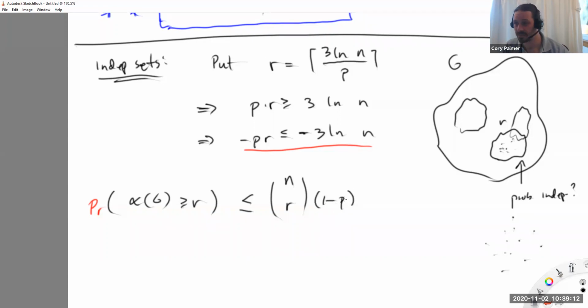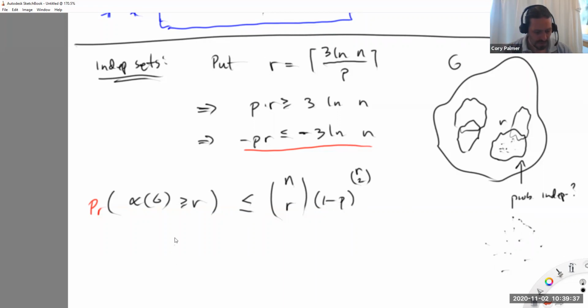1 minus p, that's the probability of a non-edge. And I need a non-edge for every pair of vertices in there. So raised to the R choose 2. Right, that's the probability that everything in there became independent. And I've got n choose R opportunities for that to occur. Now it's only an upper bound, not equality here, because again, these sets overlap each other. And so they're not independent events, but the union bound still gives you an upper bound here. The probability is actually truly smaller than this.